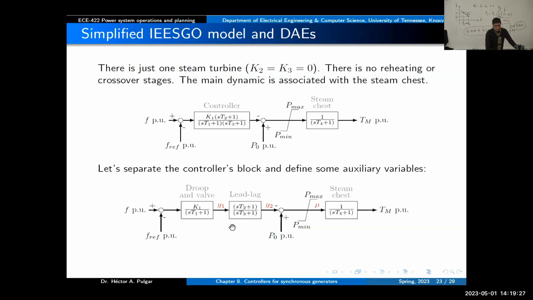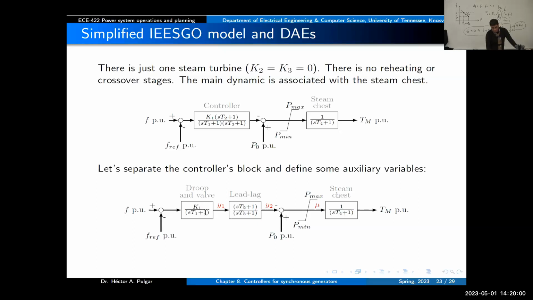Most importantly, I want you to recognize that what we have here with P0 and these blocks that you see here is nothing else than the droop characteristic. If you have a frequency deviation here, F is less than the reference, then this is going to be negative. And in a steady state, then there will be a change, delta P, that will be proportional to the frequency error.